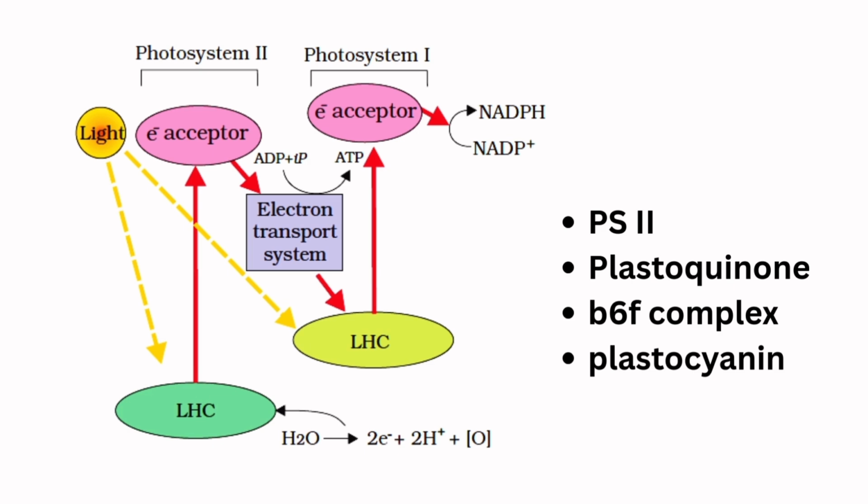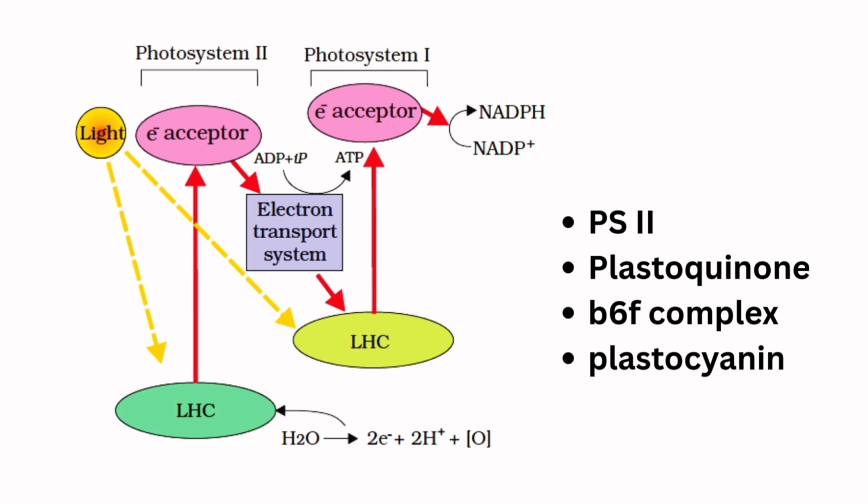The electrons from photosystem 1 can be excited only by light of wavelength 700 nanometer, and from there the electrons are received by an electron acceptor which also has a higher redox potential, and finally these electrons are utilized for the production of NADPH. So this shape is formed only when all the carriers are placed in a sequence on a redox potential scale.